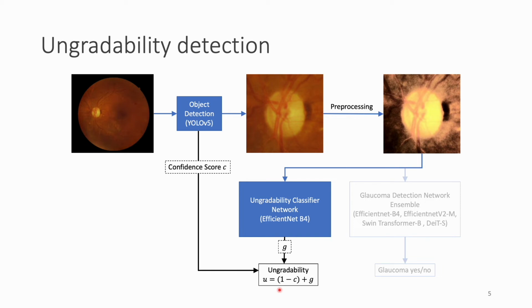In order to form the binary decision on whether the image is gradable, we had to find an appropriate cutoff point. So what we did is we visually inspected images from the whole range of the ungradability likelihood score U and found that a cutoff point of 1 led to the best subjective results. So if the combined value here is below 1, we label the image as gradable, and if the value is above 1, we label the image as ungradable.